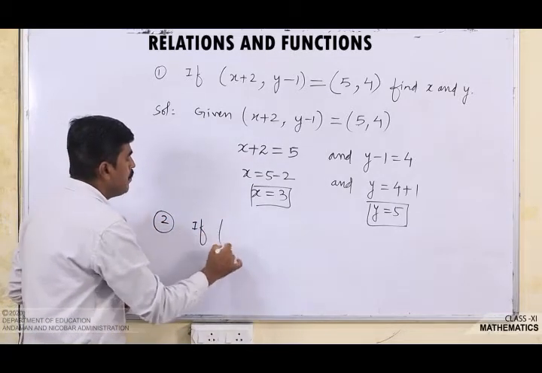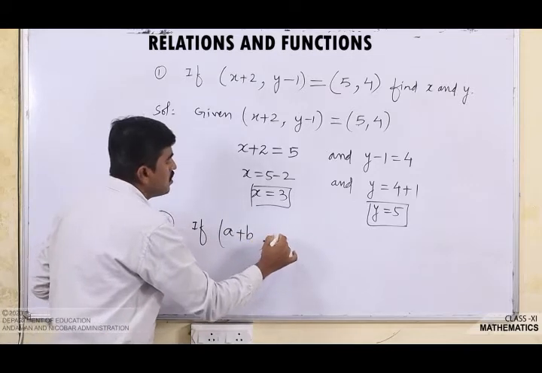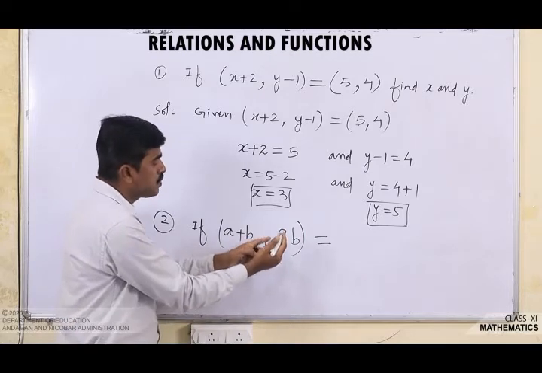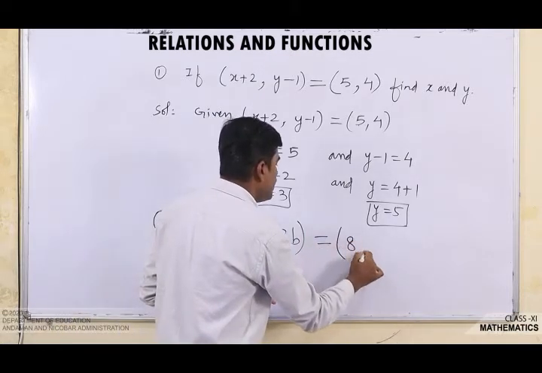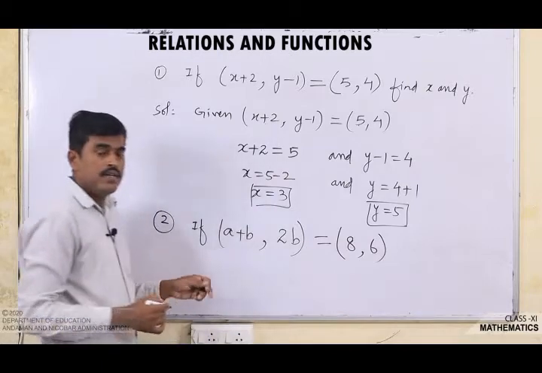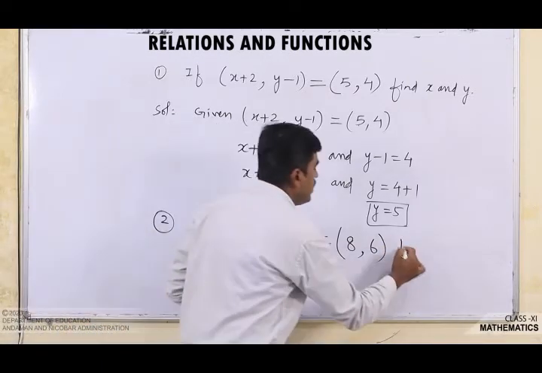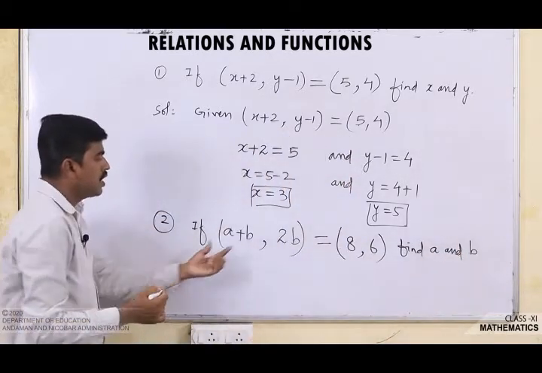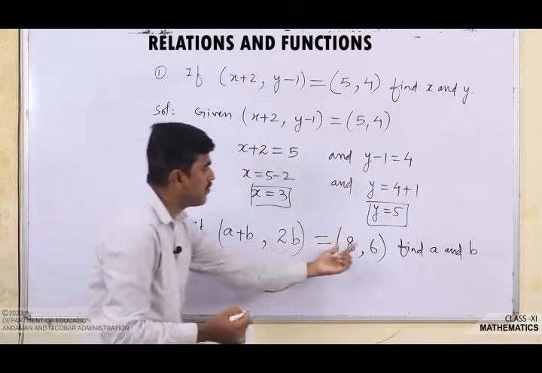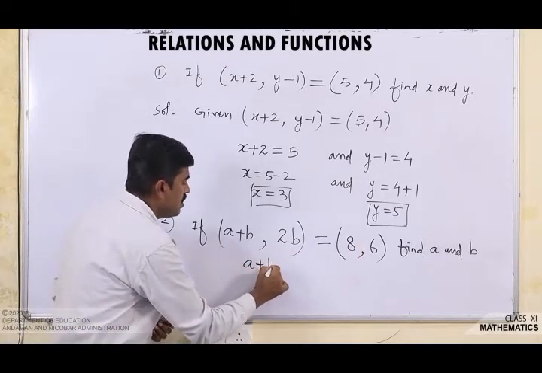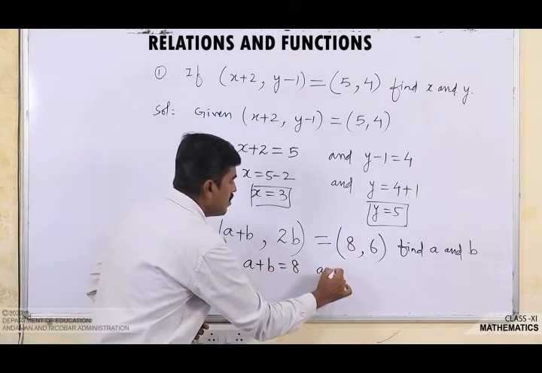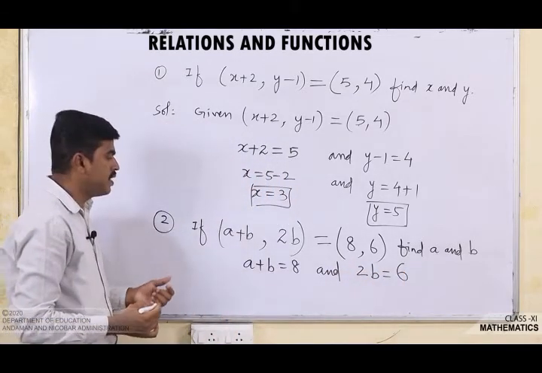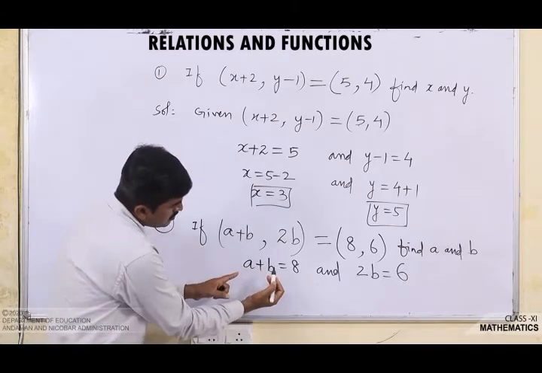If (a plus b, 2b), this is the first ordered pair, is equal to (8, 6), these two ordered pairs are equal, then find a and b. Find the values of a and b. Here the first number is a plus b, and there the first number is 8. So a plus b must be equal to 8 and 2b must be equal to 6 by the equality of ordered pairs. This is the equation in two variables.